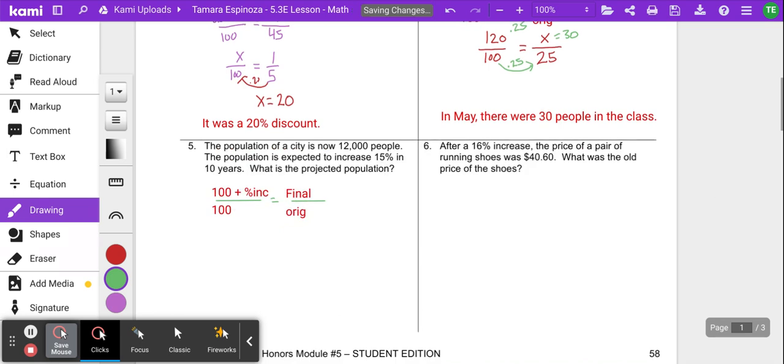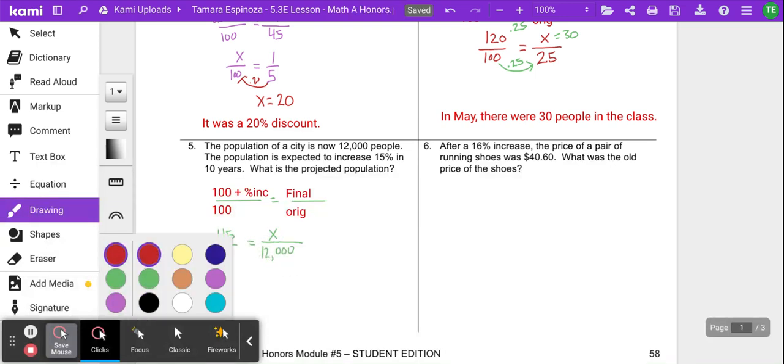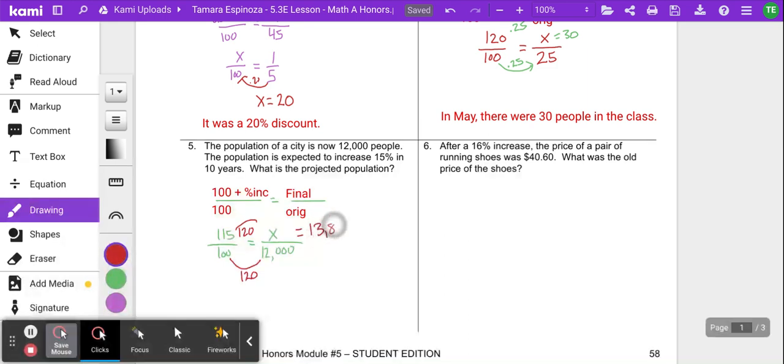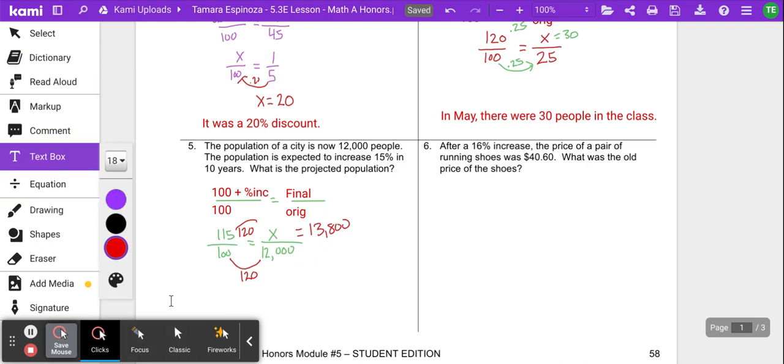Okay, so there's going to be an increase of 15%. So in the end, I'm going to have 115% of what I started with. I'm looking for my final. That's my projected. I had my original 12,000. So I can look at this proportion and I can scale up. That'd be multiplied by 120 because 100 is going to add 2 zeros to it. So I have to multiply 115 by 120 and I get 13,800. So the projected population is 13,800 people.